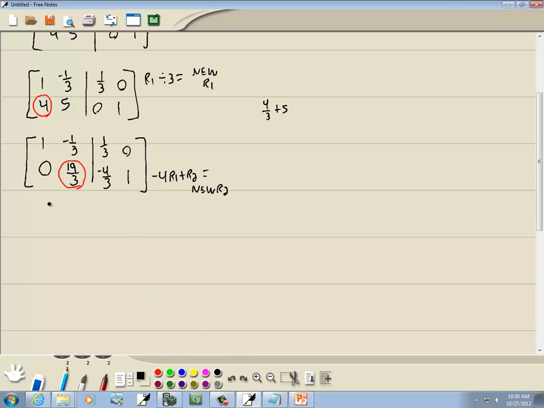And I could do it all at once, but I'm going to first multiply everything in this row by 3. That'll get us a step closer. So I got 1, negative 1 third, 1 third, and 0. And we're going to take 3 times row 2, and that's going to give us our new row 2. 3 times 0 is 0. 3 times 19 thirds is 19. 3 times negative 4 thirds is negative 4. 3 times 1 is 3.